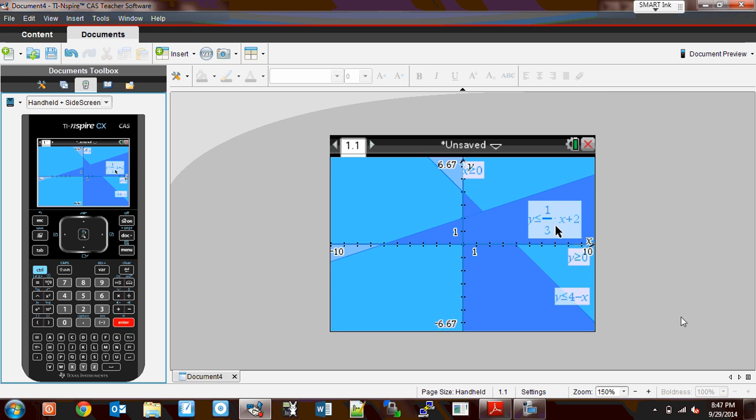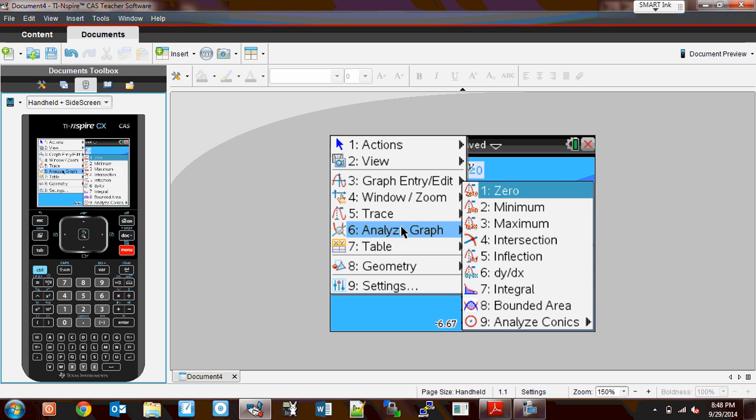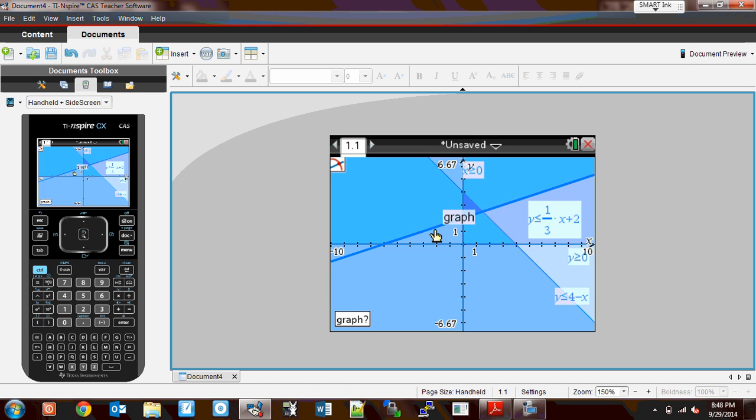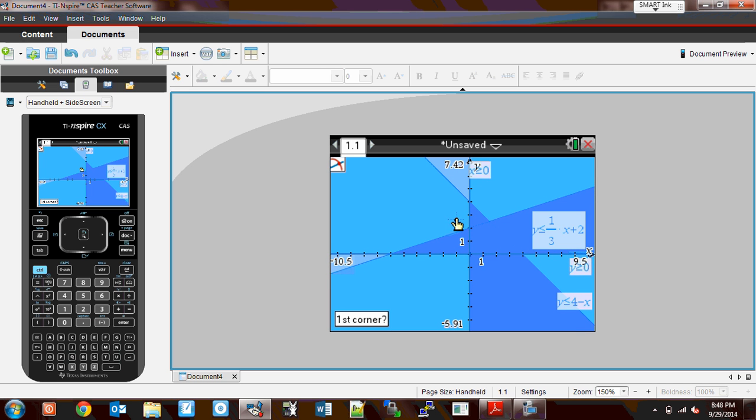Y is less than or equal to 4 minus x. Bam. All right, so the part where everything overlaps is this part right here. So we need to find all 4 of these vertices. We already know this one is 0, 0. So we need to find this one: menu, analyze graph, intersection, pick this graph, pick this graph. Now, first corner, basically what we're going to do is draw a box around this point. So first corner, see the little box there? Second corner, so this intersection is 0, -2.